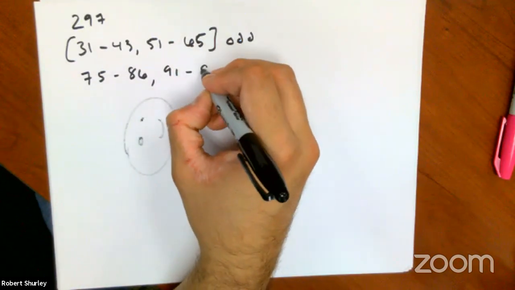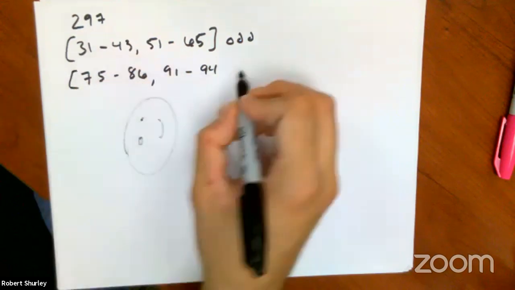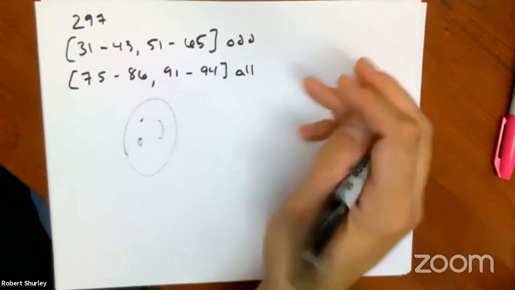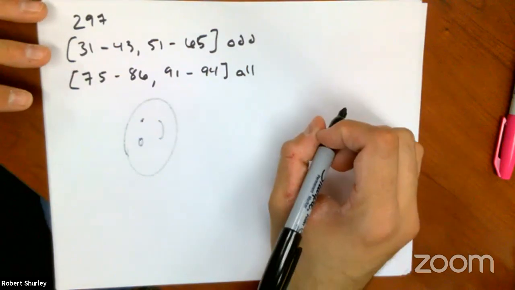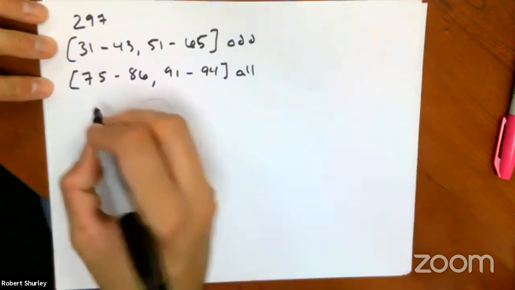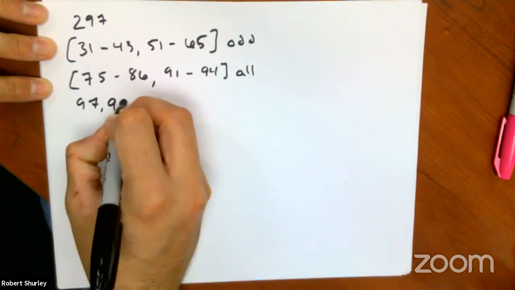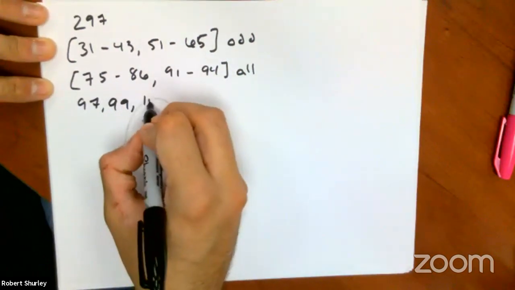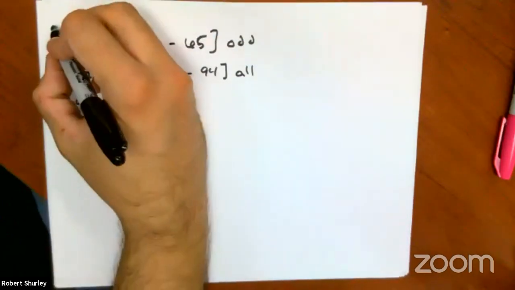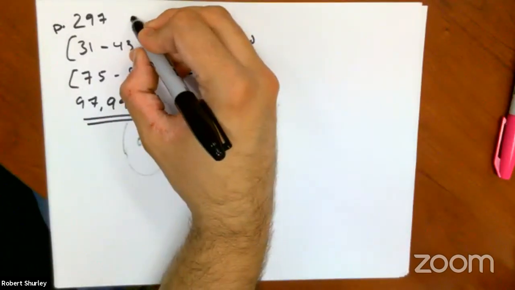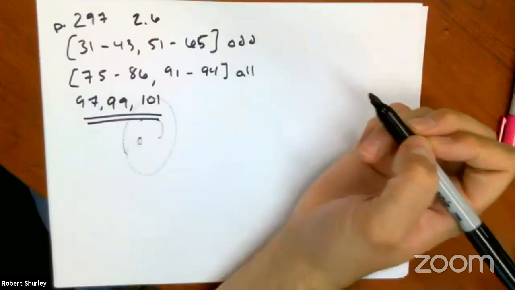And then 91 through 94. So we'll do all of those. Those are going to be important. And then 97, 99, and 101. Okay, so that's the assignment. That's on page 297. It's section 2.6 homework.